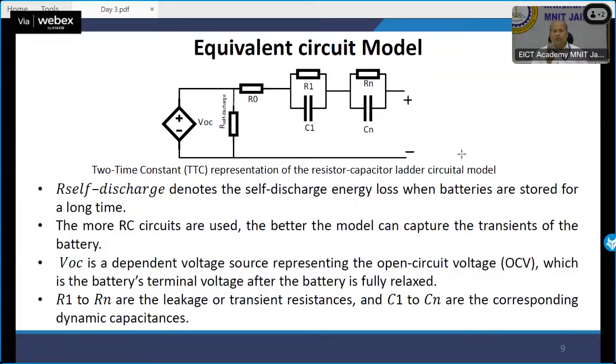The self-discharge resistance denotes the self-discharge energy loss when batteries are stored for a long time. Just now I was telling why, if the battery is kept idle, the battery life reduces and it is killed by itself, and that is represented by the shunt resistor. Let me explain a little bit here. If you say the battery is non-operational, that means there is no load connected. The moment there is no load connected, no charging or discharging is happening, so the battery becomes idle.